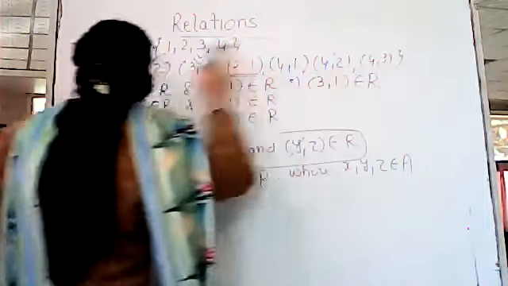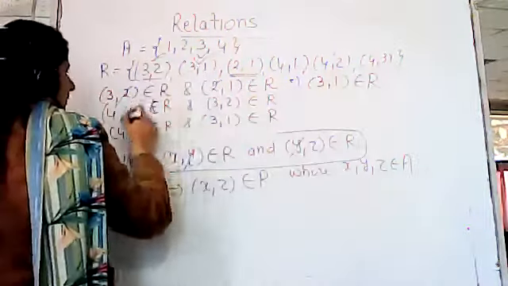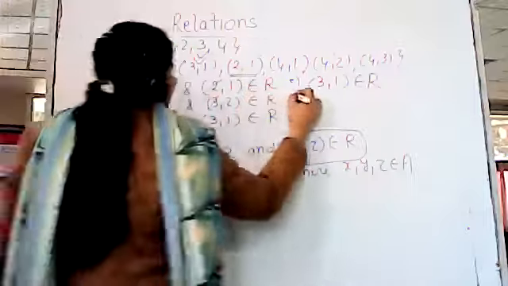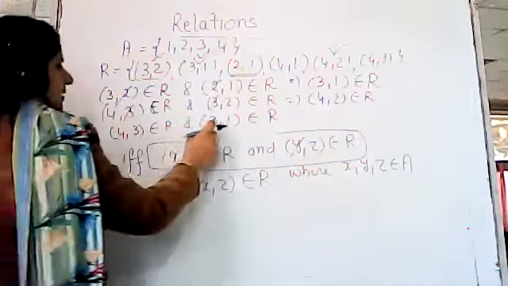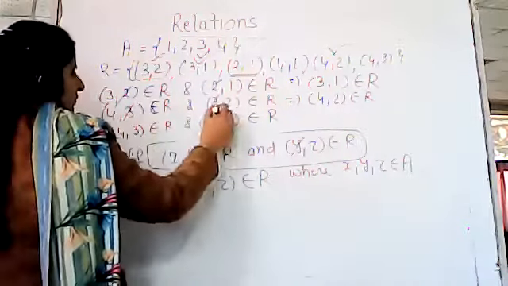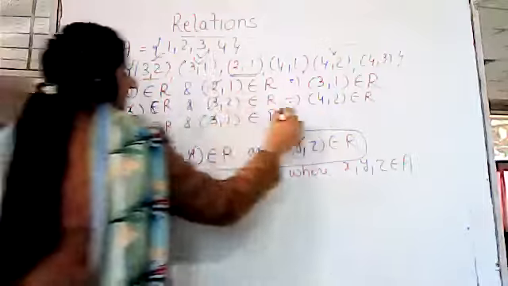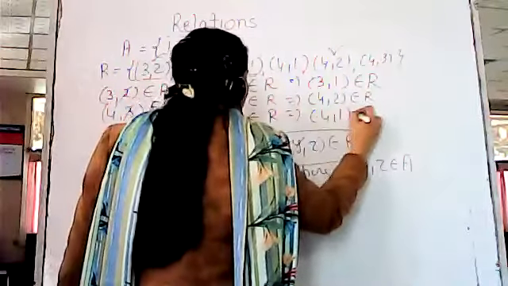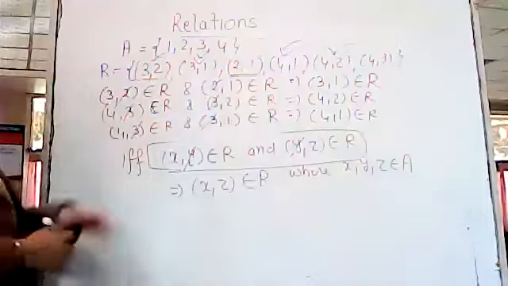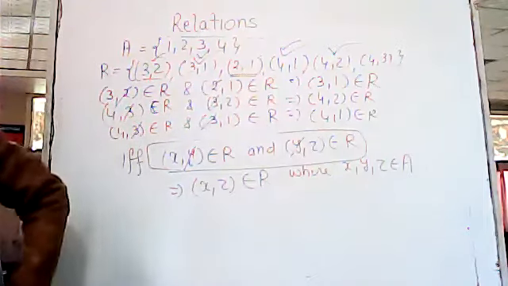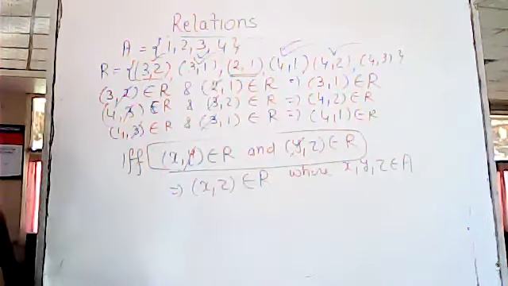We took 4, 3, and the pair starting from 3 is 3, 2. So leave the common element. We are left with 4, 2. 4, 2 is already available in the relation. Consider these two pairs 4, 3 and 3, 1. Leave the common element. So we are left with 4, 1. 4, 1 is again present in the relation. It means this given relation is a transitive relation.